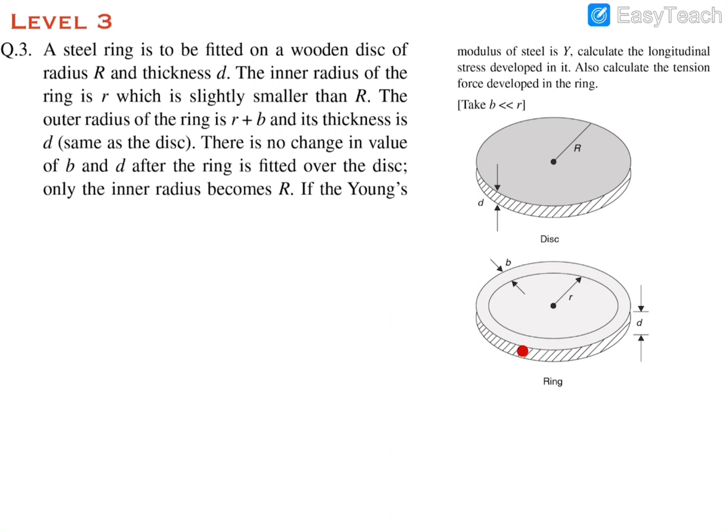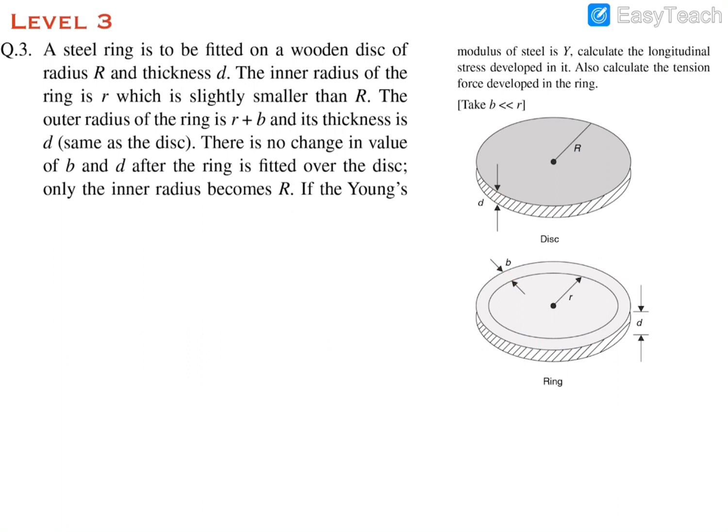Now we have to fit this ring on the disc. So we will stretch this ring with some force, and we will try to fit it on the disc. So we have to find out the longitudinal stress developed in the ring, and we have to find out the tension force developed in the ring. It is given that the Young's modulus of the ring is gamma. It is also mentioned in the question that after we fit this ring on the disc, there is no change in b and d. So b and d remain fixed.